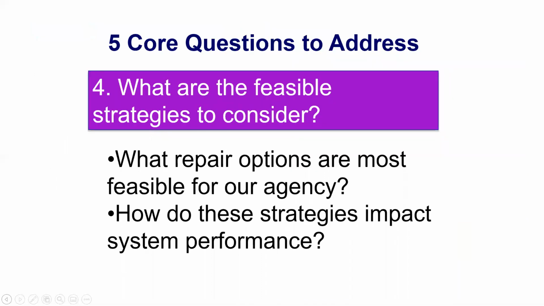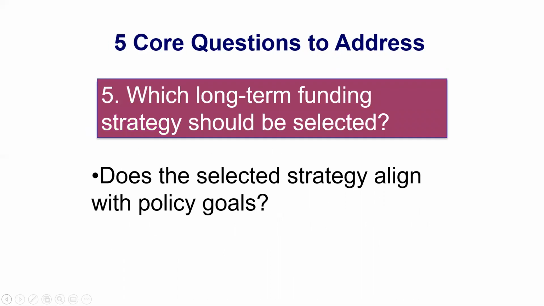The fourth question is, what are the feasible strategies to consider? Right, so which ones could you do yourself? Which ones can you have contractors locally that might be able to do? And then you have to look at, how does this impact your overall condition of your network? And the fifth question is, the strategy that you pick, does that align with the goals set by your city council, by your county officials?